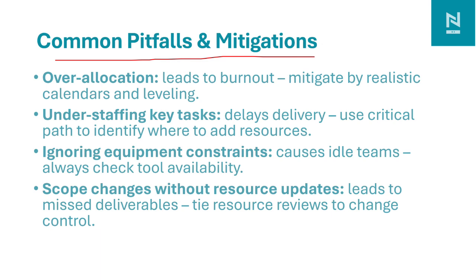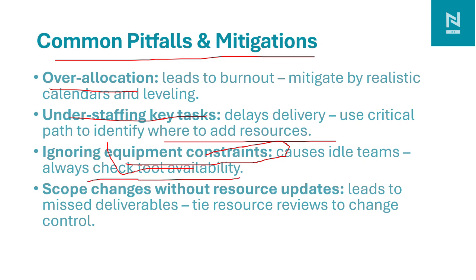Common pitfalls and mitigation. Over-allocation. Sometimes we allocate more resource than needed, which leads to burnout. We should mitigate by realistically using the calendar, leveling the resources aligned in the project. Sometimes we can underestimate the resource for a task, which may delay activities on the critical path, where we need to add more resource. And also we may ignore equipment constraints. For example, the equipment is not available all the time, because of which the resources are idle. We need to check the tool availability and its calendar.